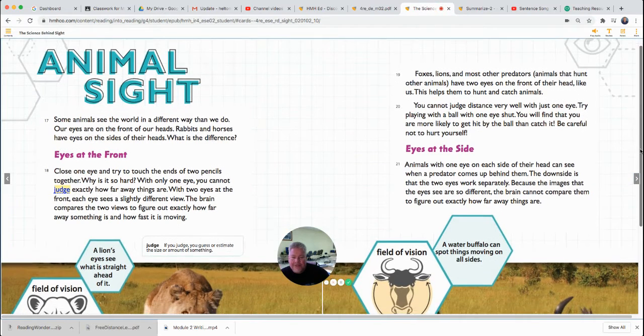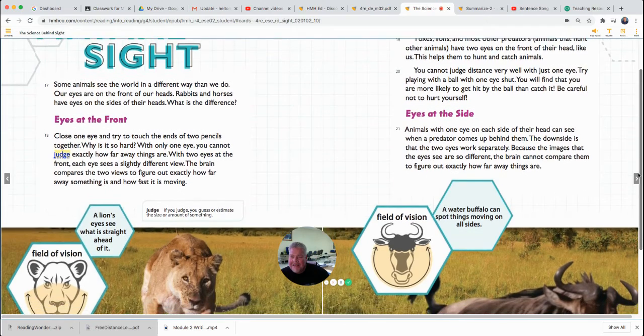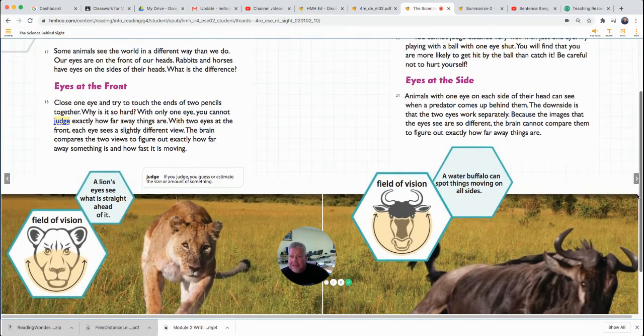How about animals? Animal sight. Some animals see the world in a different way than we do. Our eyes are on the front of our heads. Rabbits and horses have eyes on the side of their heads.